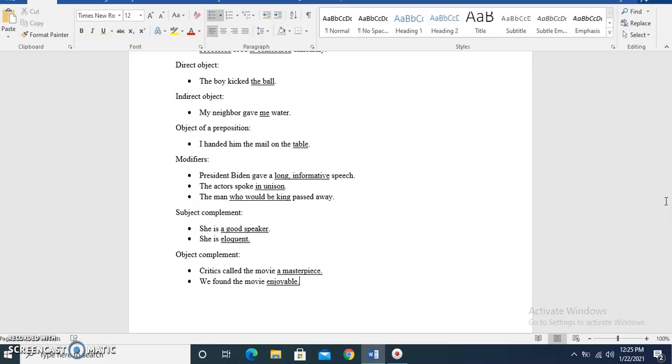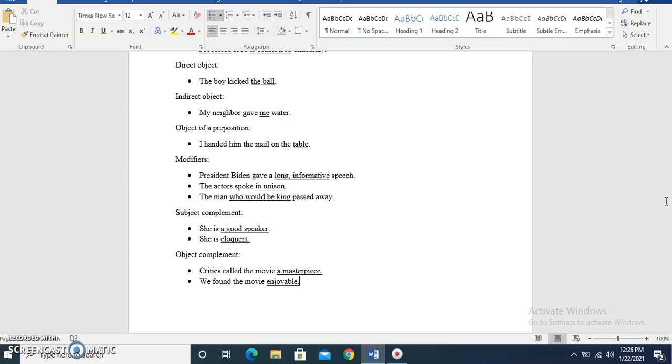So this idea of complements, again, this has to do with modifiers. You can have what's called a subject complement, which is something that modifies the subject, or you can have an object complement, a phrase that modifies the object in a sentence, right? So when you have a subject complement, it's going to contain what's called a linking verb, a word like is, was, were, are, words like that. And it's going to be something that describes the subject of the sentence. So she is a good speaker. She is eloquent. These are describing this she, right?